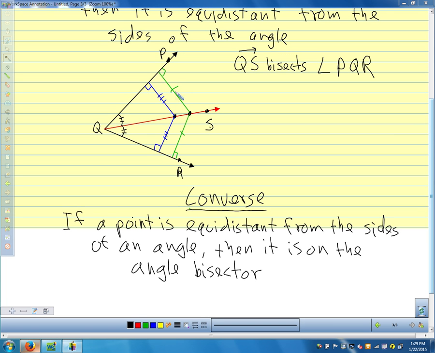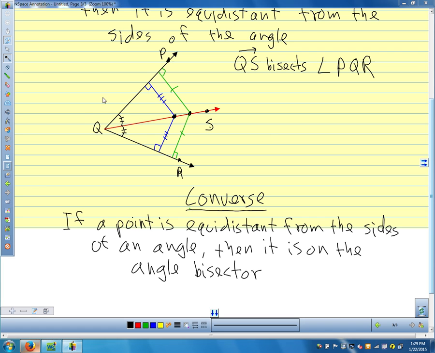So what that tells us, we're just going in reverse. If we know that these distances are the same, then that point has to be on the angle bisector. So that's kind of what we did here. We know these distances are the same, so that point where those two x's cross each other has to be on the angle bisector, and that's why we draw our line through that. If we know that these two distances are the same, that tells us this point has to be on this angle bisector. All right, we good there?